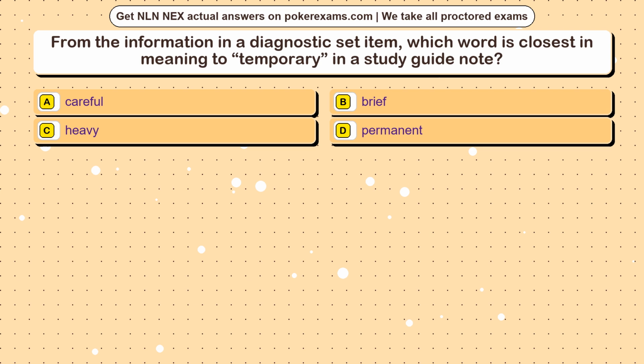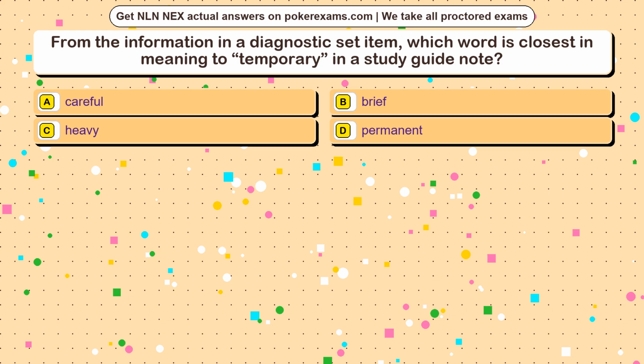Question 22. From the information in a diagnostic set item, which word is closest in meaning to temporary in a study guide note? Option A, careful. Option B, brief. Option C, heavy. Option D, permanent.